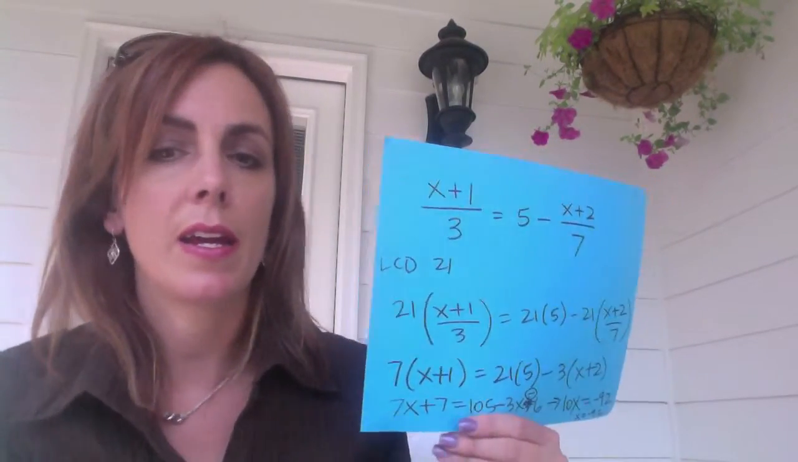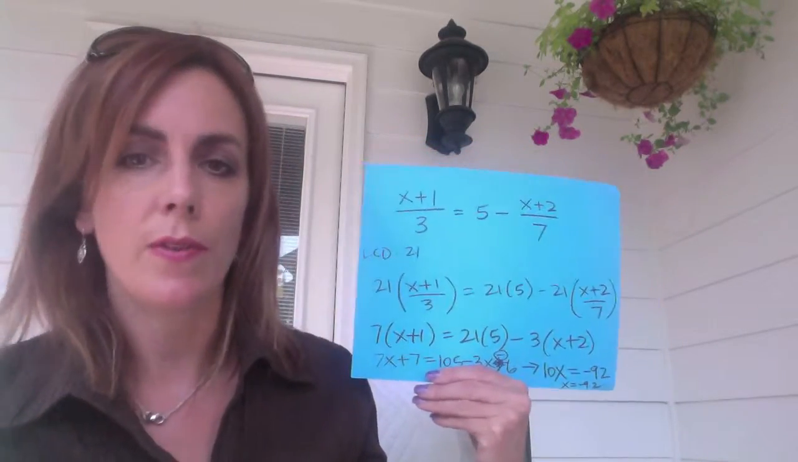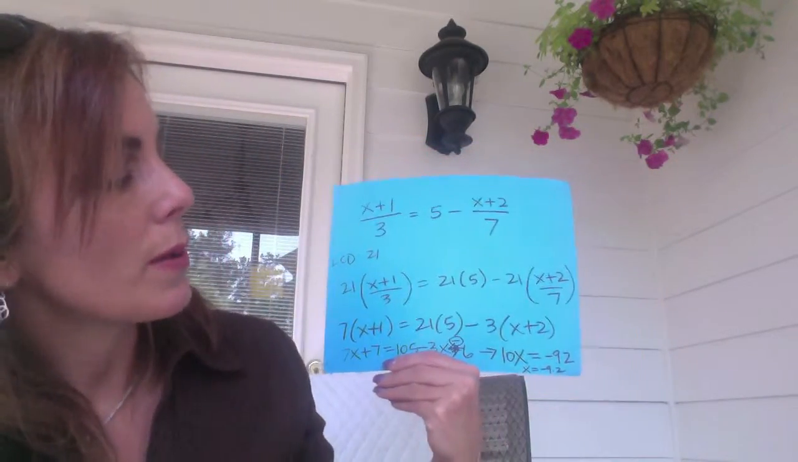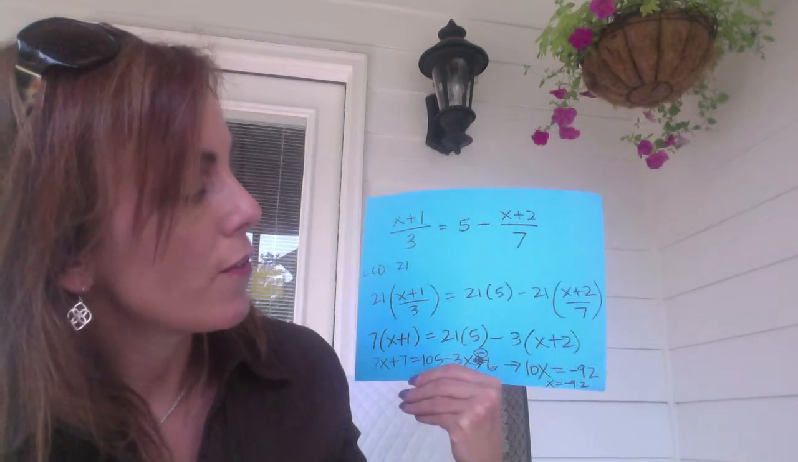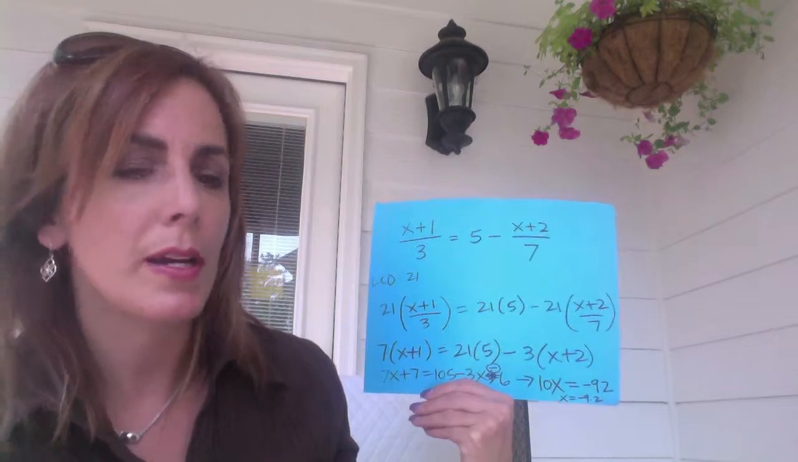Or negative 9 and 2/10, or negative 9 and 1/5, or another way we could say that would be negative 46/5. Okay, so all of those would be correct answers.